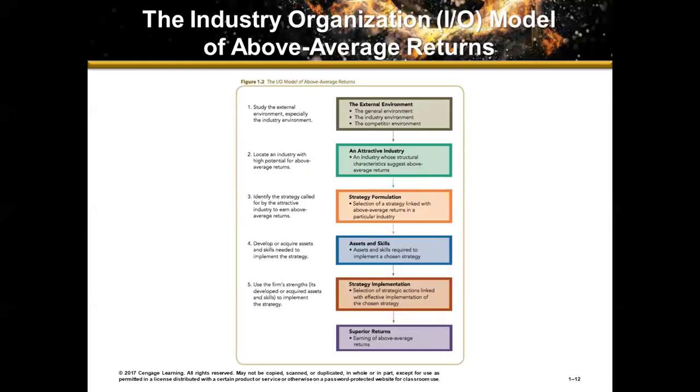They can also make use of what we call the industrial organization or IO model of above average returns, which includes five steps. The first one is to study the external environment, especially the industry environment. Second is to locate an industry with high potential for above average returns. Third is to identify the strategy called for by the attractive industry to earn above average returns. Fourth is to develop or acquire assets and skills needed to implement the strategy. And the fifth step is to use the firm's strengths, its developed or acquired assets and skills, to implement the strategy.